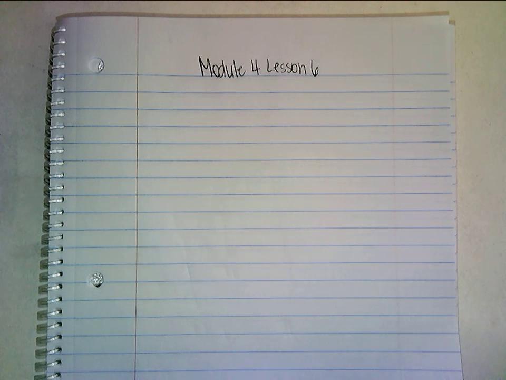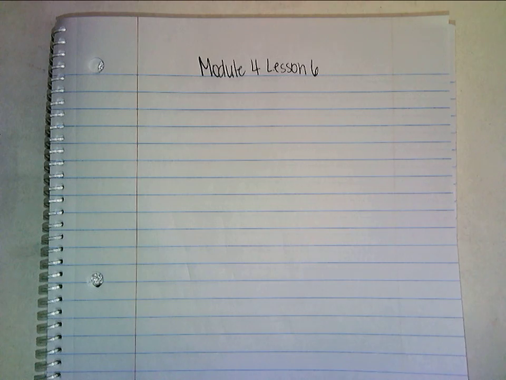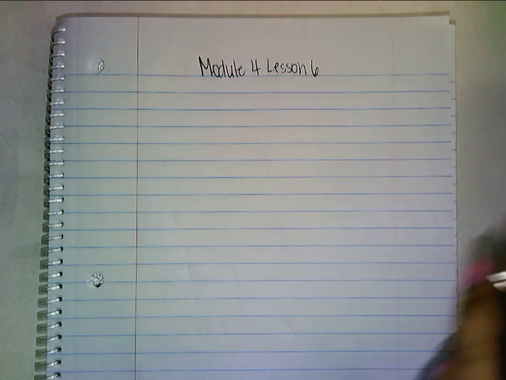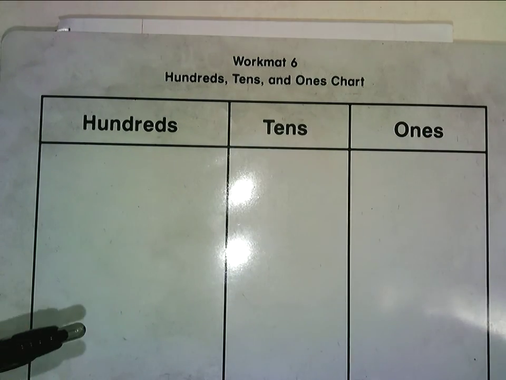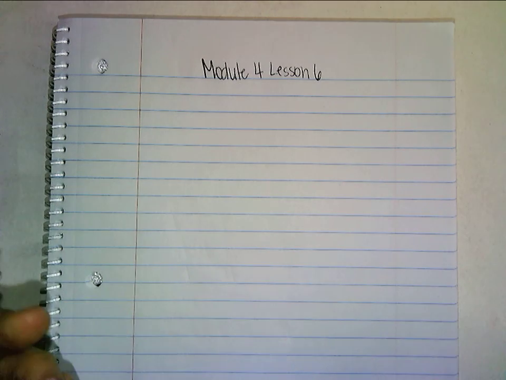Hi class, today you are doing Module 4, Lesson 6. You're going to use a place value chart. You're going to draw discs to add addends with 2 digits.